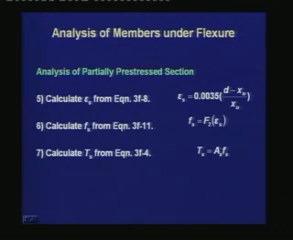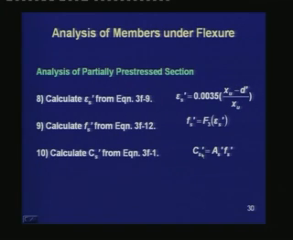We calculate the stress in the reinforcement from equation 3F11. Fs is equal to F2 of epsilon S, and we calculate the tension in the reinforcement steel at the tension phase, which is equal to Ts is equal to As times Fs. Finally, we calculate the strain in the steel close to the compression phase, which is given as epsilon S prime is equal to 0.0035 times xu minus d prime divided by xu.